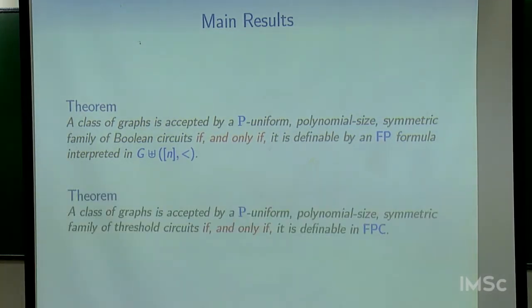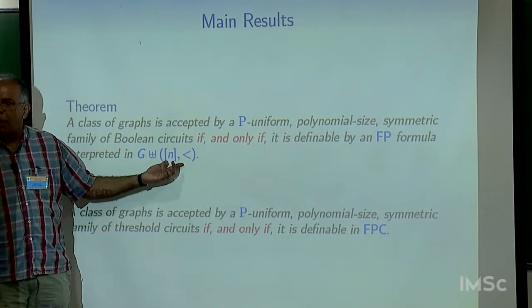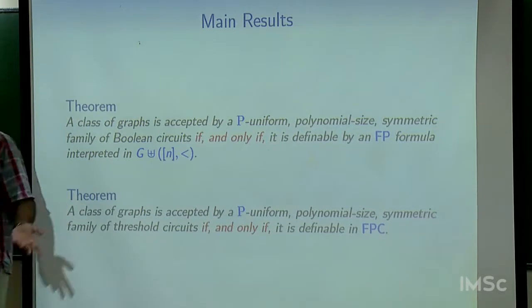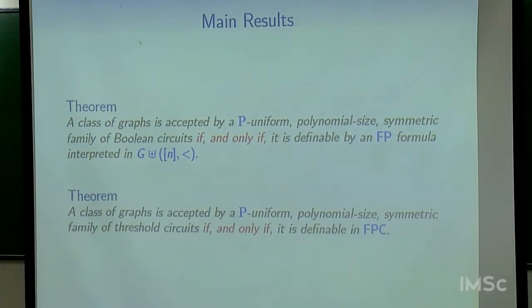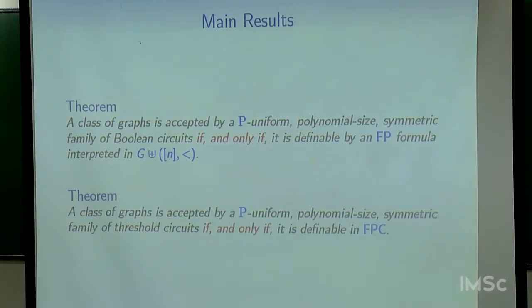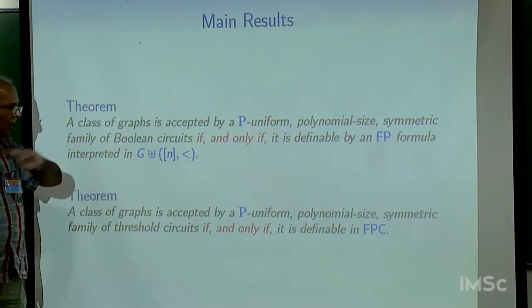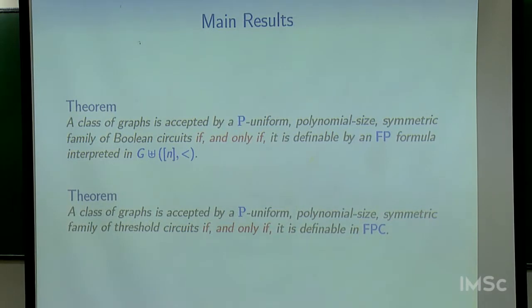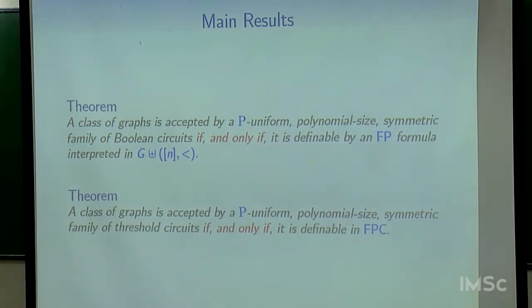If you throw in threshold gates, things become cleaner because you don't need this linear order on the size because in fixed point with counting, it comes for free. You have this number domain, right? So it's available for free. So there's an exact characterization. A class of graphs is accepted by a uniform polynomial-sized symmetric family of threshold circuits if and only if it's definable in FPC. So FPC now has a characterization as a class of symmetric circuits.